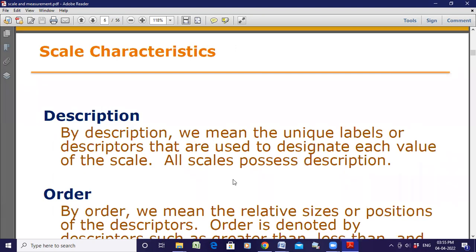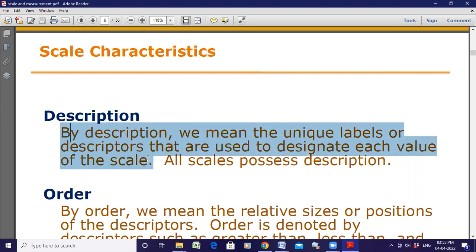Then scale characteristics. Some characteristics are like description. By description, we mean the unique levels or descriptors that are used to designate each value of the scales. All scales possess this description.